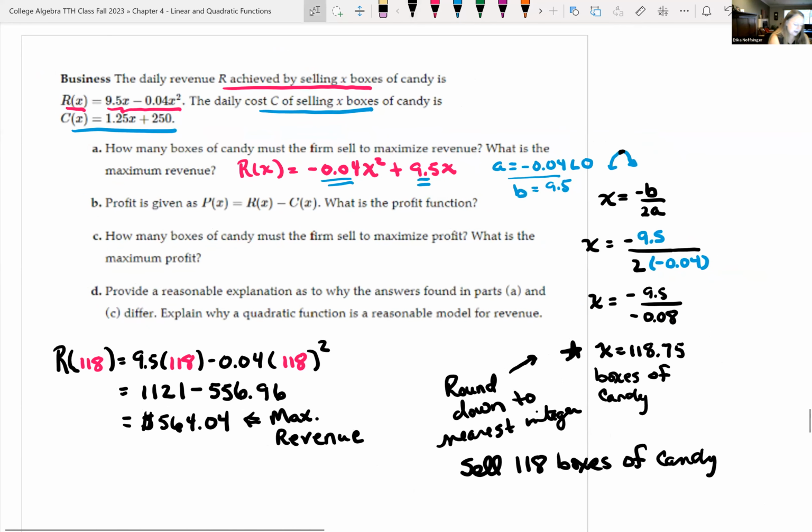Technically, if we round it up, let's just see what happens. Let's just see if we had rounded up to 119. Let's make sure that our revenue isn't more there than it was for 118.